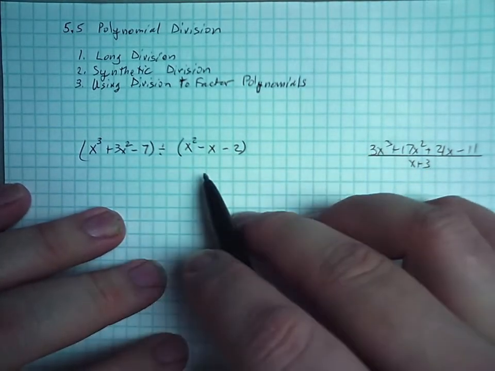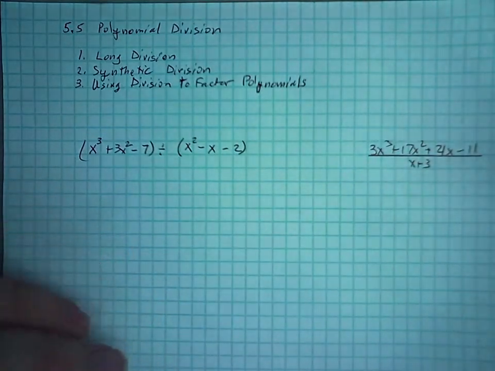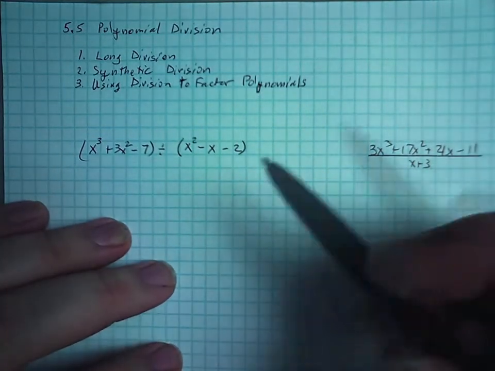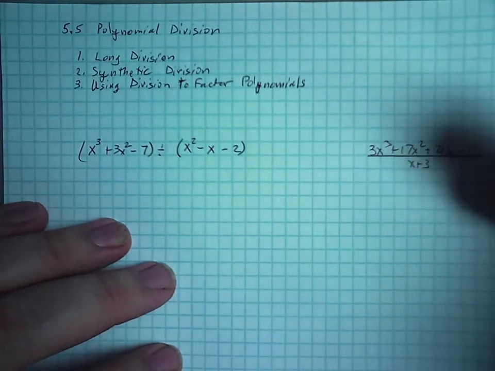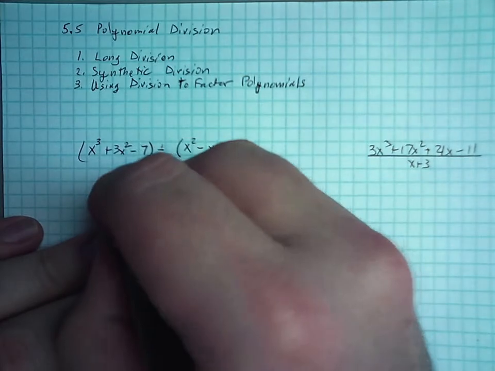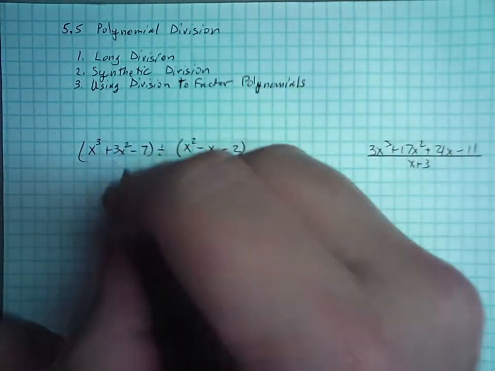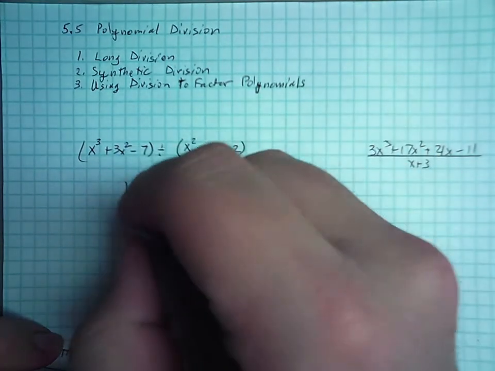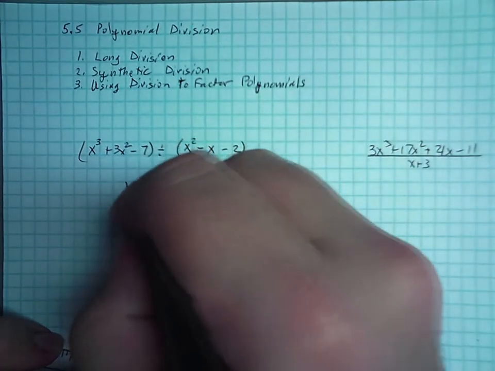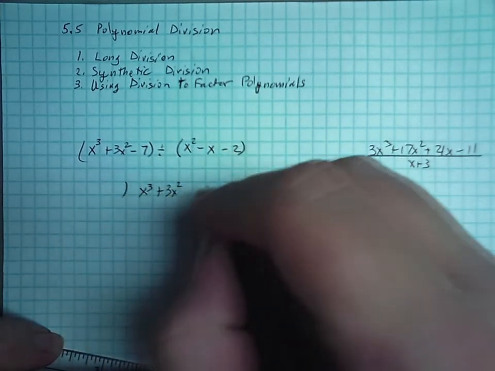When you're dividing two polynomials, unless you know how to do synthetic division and when to do synthetic division, you're pretty much stuck with long division. This works much the same way as it does with big numbers. You've learned long division in elementary school. So I'm going to make a long division symbol. I'm going to put the dividend on the inside. X cubed plus 3x squared.